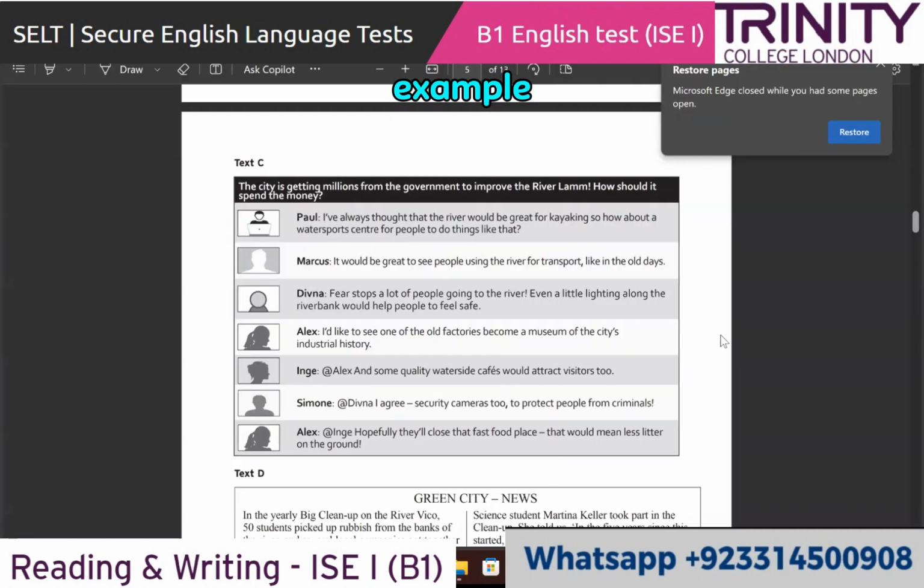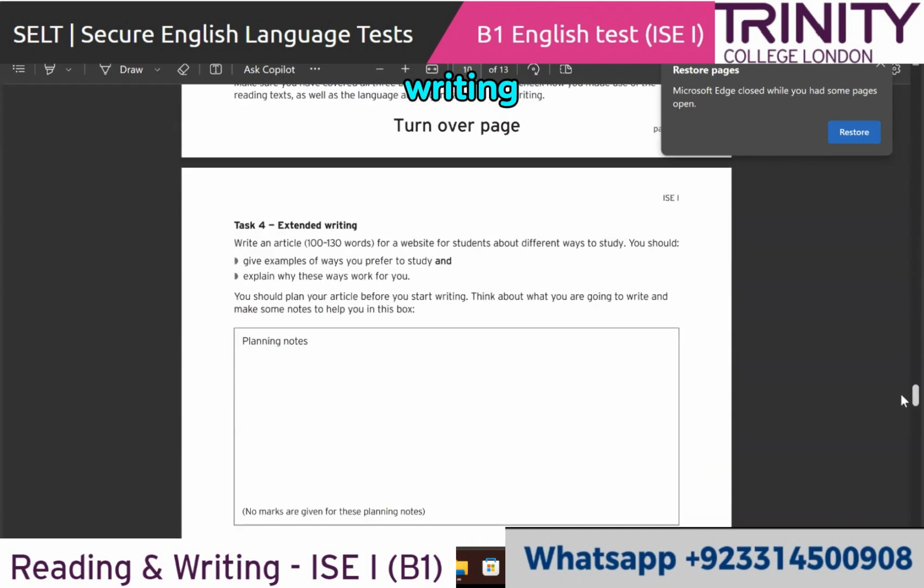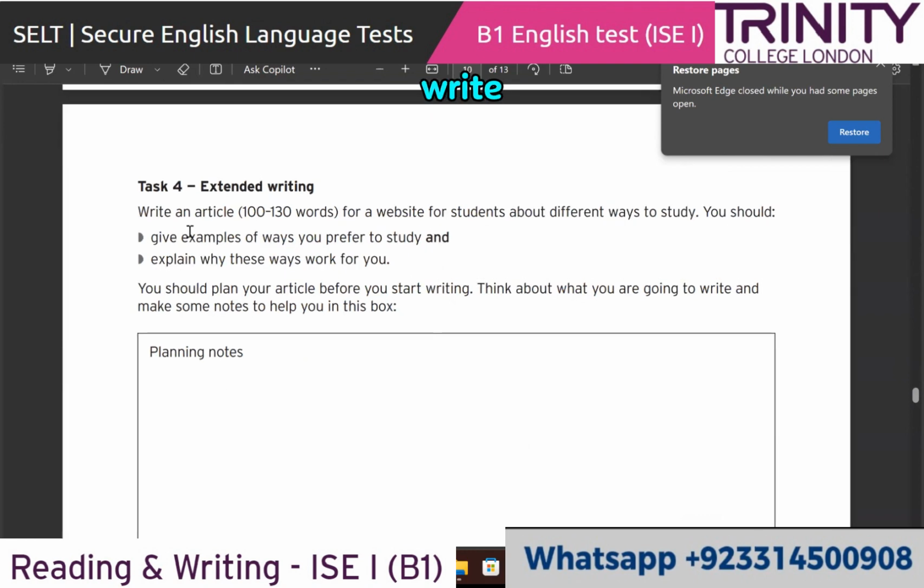Okay, now, for example, I have opened 3 sample papers in here, and I'm going to go to the extended writing task. Now, this one says, write an article, 100 to 130 words. An article for a website for students about different ways to study. You should give examples. Now, this is not your concern. It is for a website or whatever. Do not worry about this. Your task is, firstly, I want to give examples of different ways I prefer to study, semicolon, okay?